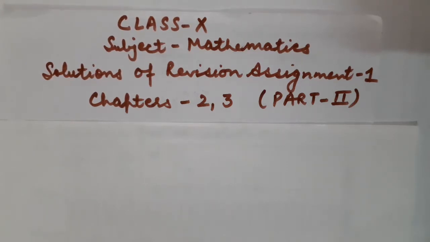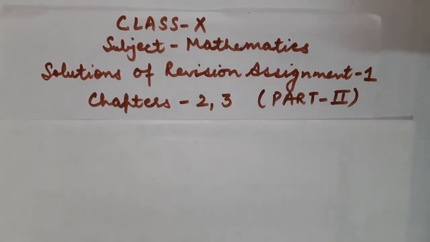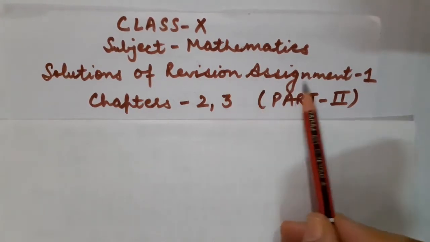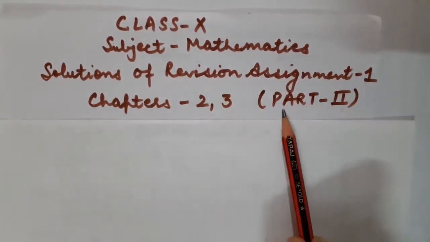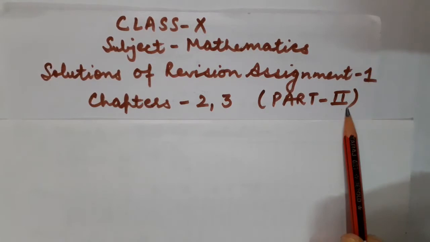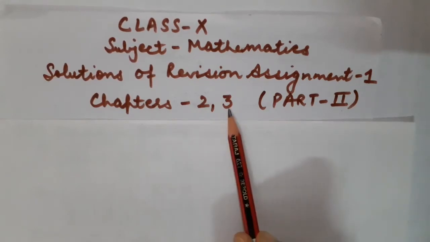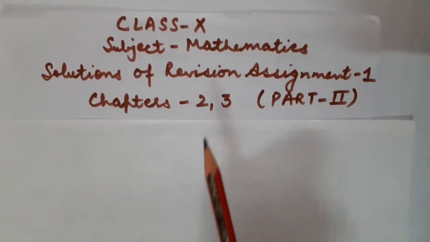So, children, today I am going to show you the solutions of revision assignment 1, part 2, which contains the solution of question 9 to 14 of grade 10th of subject mathematics. So, let us start today's lecture. This is class 10th, subject mathematics, solutions of revision assignment 1 part 2, which contains solutions of question number 9 to 14 of chapter number 2 polynomials and chapter number 3 a pair of linear equations in two variables.